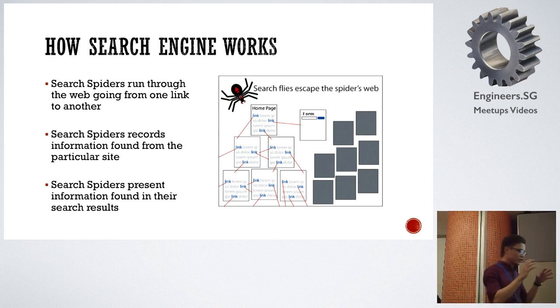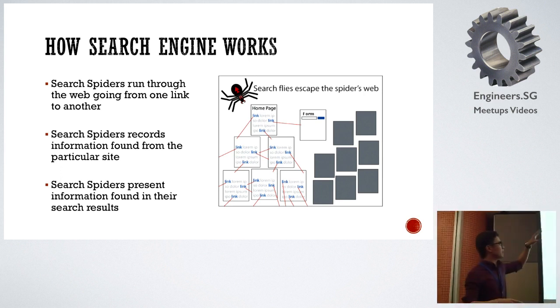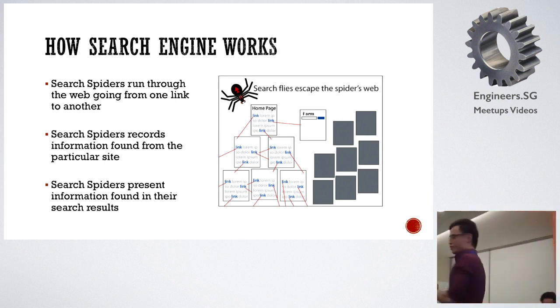So search spiders actually crawl from my page to his page to his page. And by running through the web from one link to another, it records all the information on the site as well. So on my site, maybe it sees, Tomiko likes to do SEO, been doing it for 3 years. So this is the information that the search engine actually looks at and records. Okay, so after recording it, it makes sense of it. It realizes that this person is talking about good content about SEO, so I want to rank him for SEO. So it presents its information onto your search results. Okay, very brief.